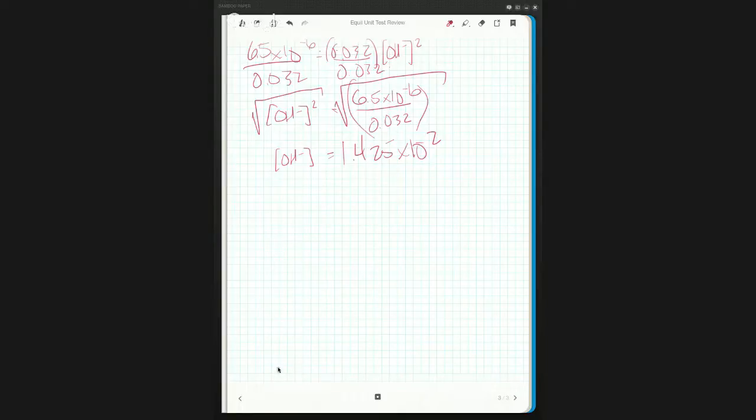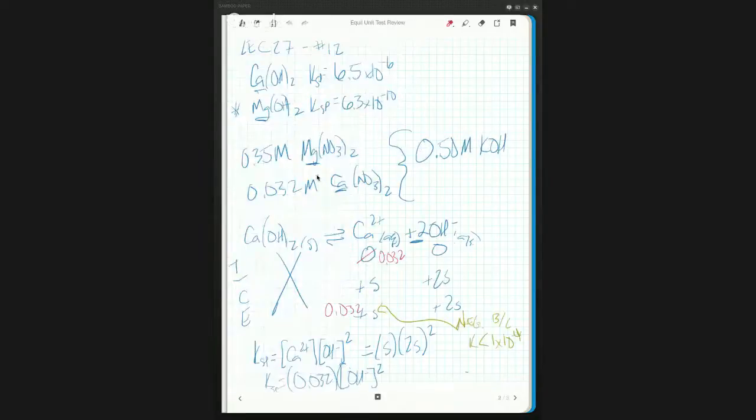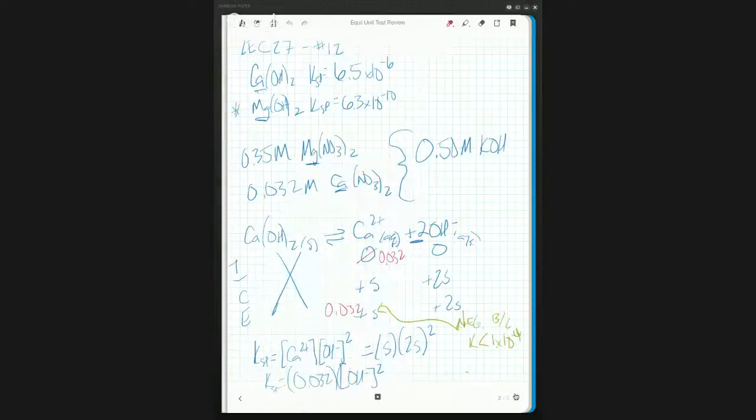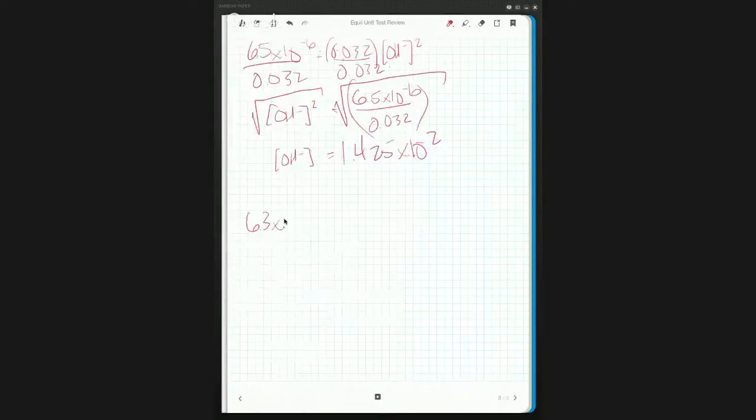The other one then is the magnesium hydroxide. It's the exact same situation if we go back and look at it, because it's the same type of formula, calcium hydroxide, magnesium hydroxide. We're set up the exact same way, but where it has calcium at 0.032, we're going to put magnesium, which is 0.35. And that KSP was 6.3 times 10 to the negative 10th. So 6.3 times 10 to the negative 10th is equal to 0.35 times OH minus squared.